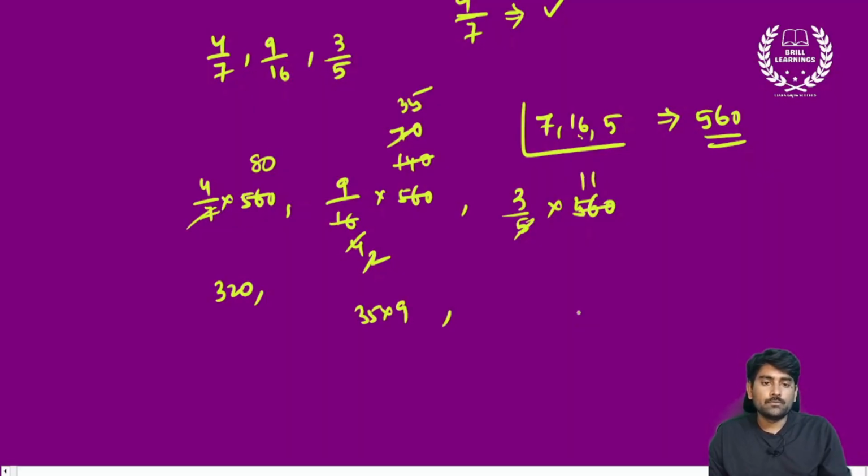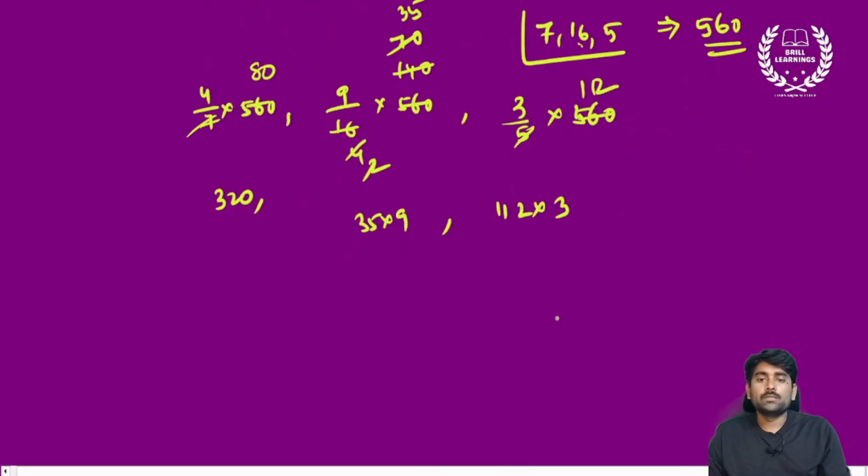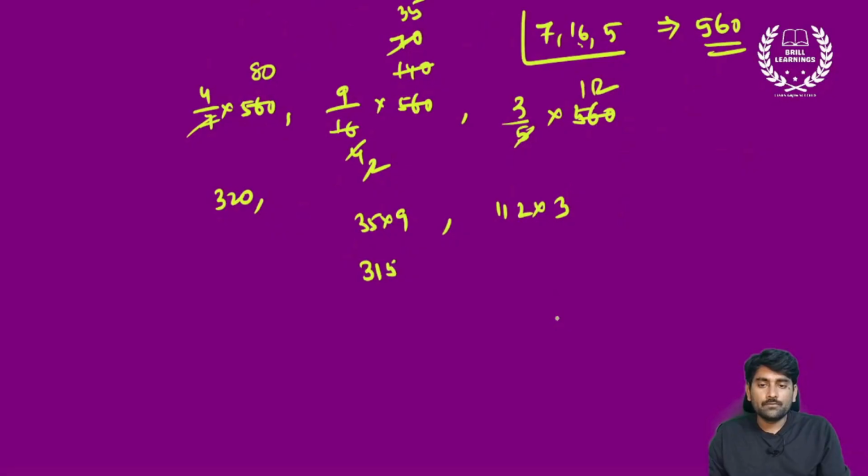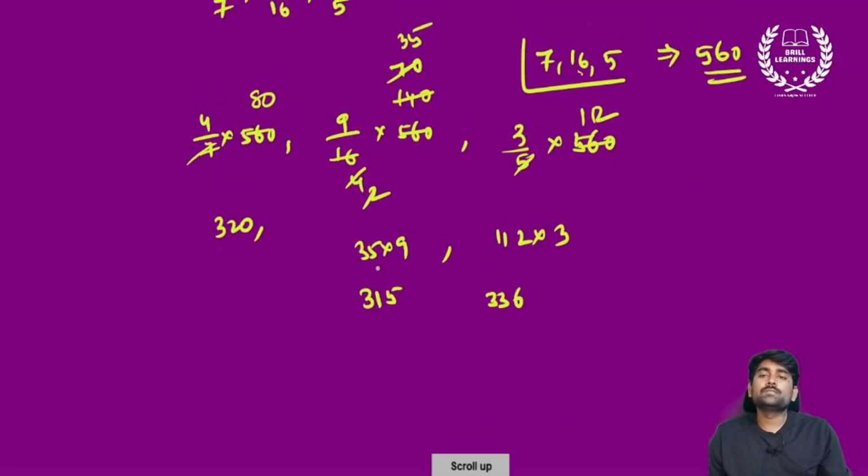5 1s are 5, 5 2s are 112. So 112 into 3 we need to find here. So 3 5s are 15, 350 minus 35. That means 315. This value. 112 3s means 336. Okay. So out of these three values, 9/16 is the least value.